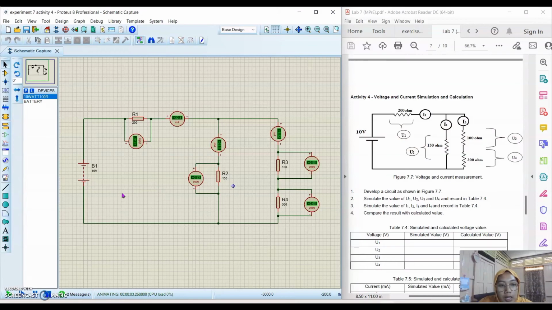Okay, as you can see, the voltage on R1 is 6.47. The voltage on R2 is 3.53. The voltage on R3 is 0.88, and the voltage on R4 is 2.65. The current flow through R1 is 32.3 milliampere, the current flow through R2 is 23.5 milliampere, and the current flow through R3 and R4 is 8.82 milliampere.